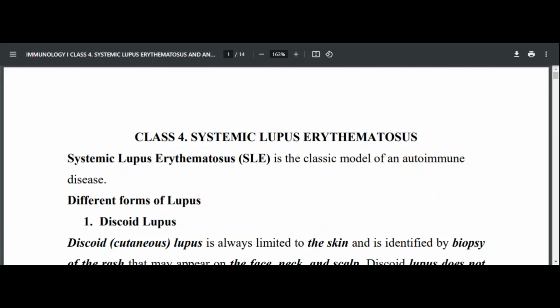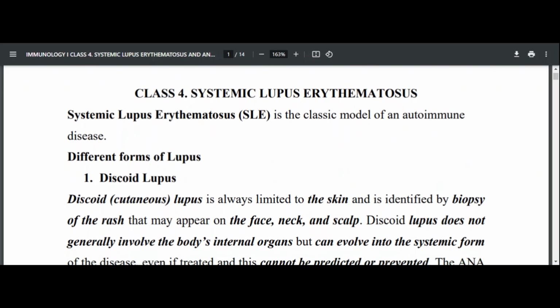So systemic lupus erythematosus is a classic example of an autoimmune disease. Of course, when you hear about any autoimmune disease, you normally think about systemic lupus erythematosus, because systemic lupus is the classic model of autoimmune disease. So there are different forms of lupus.